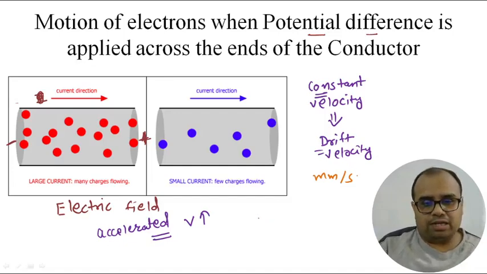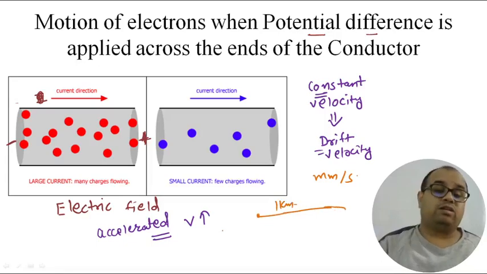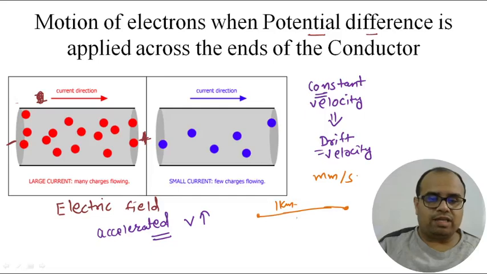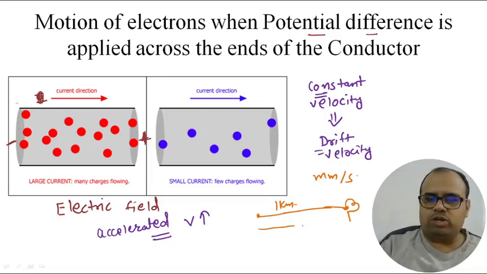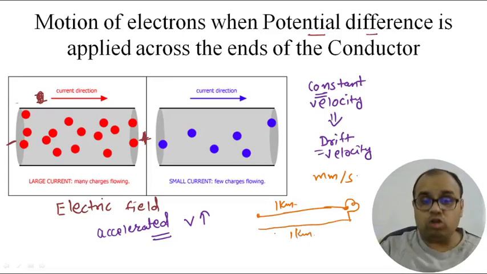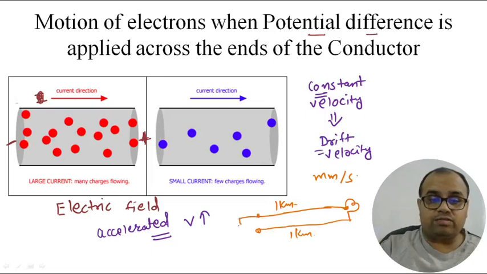Suppose that there is a long wire of 1 kilometer length, and at the end of this we have an electric bulb, and then again this 1 kilometer wire is there, which makes it 2 kilometers in length. Then we connect it with a battery, and a switch is there. What happens when we switch it on?